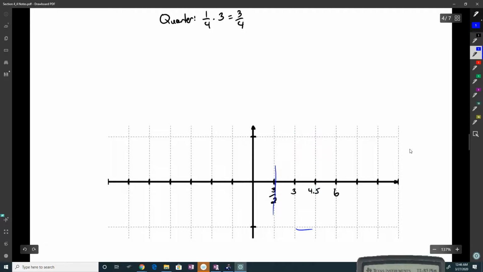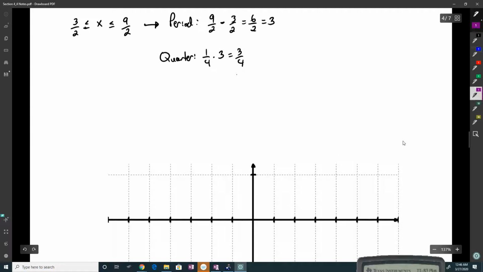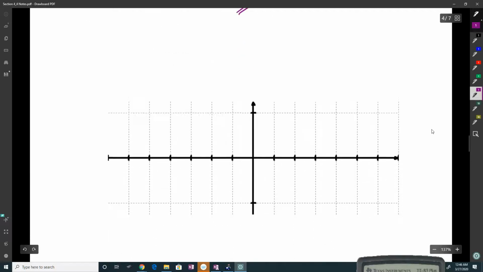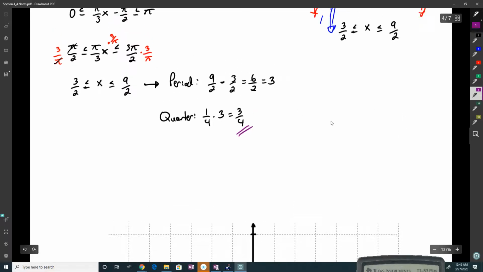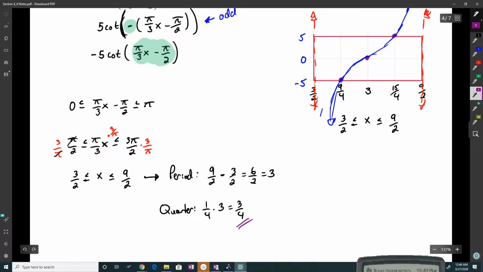So what I'm going to do instead is, instead of making each one 3/2, I'm going to make it what the actual quarter is over here. So 3/4. So basically, I'm making each tick mark worth 3/4 instead of starting at 3/2. If you start at 3/2, you're forcing each tick mark to be 3/2.